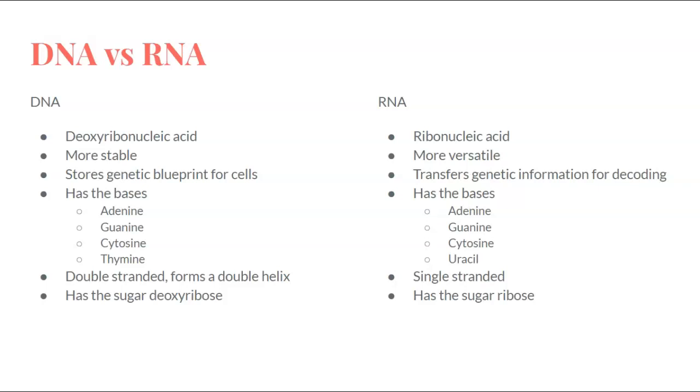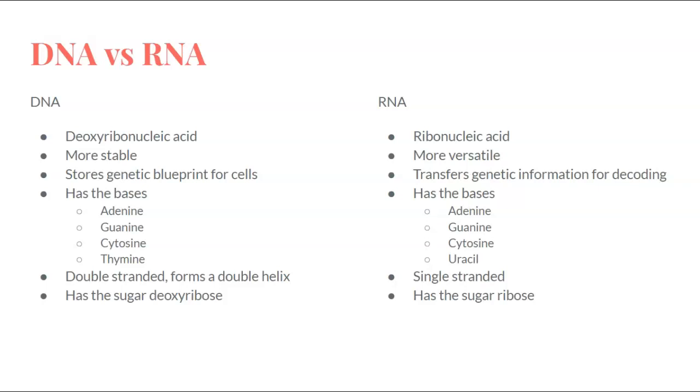Now DNA is more stable and stores the genetic blueprint for cells. That's where all of our information is, and it has the bases adenine, guanine, cytosine, and thymine. Typically, you see these abbreviated as A, G, C, and T. It's double-stranded and forms a double helix, and like I said, has the sugar deoxyribose.